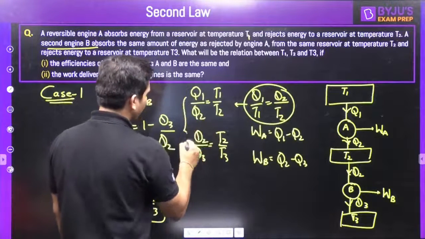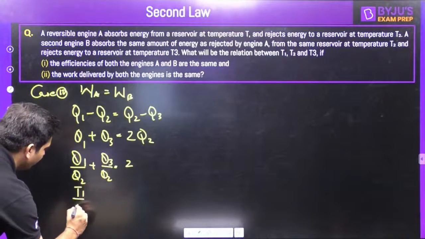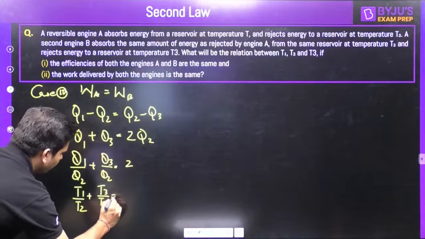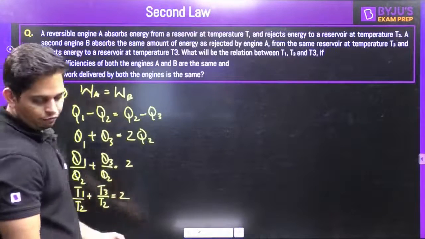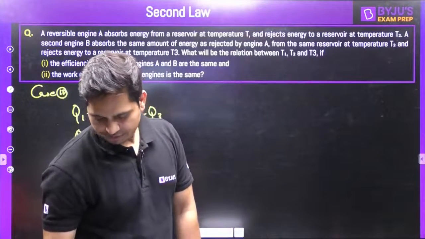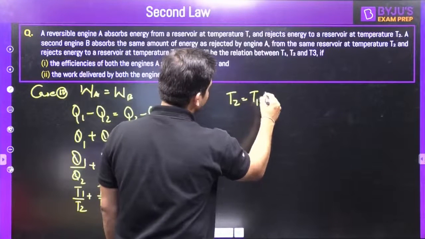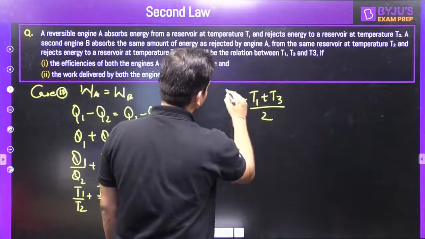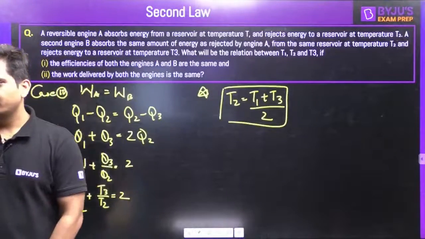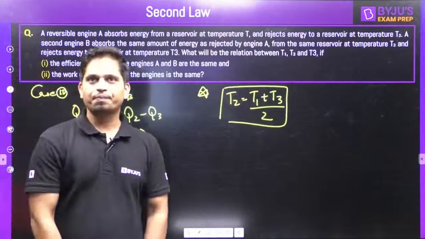So by using these equations, I can replace this with T1 by T2 plus T3 by T2 is equal to 2, and from here I can determine T2. T2 is equal to (T1 plus T3) by 2. So these are conclusions that you can use. Yeah, Bhavya, that is correct. These are conclusions that you can use in your GATE exam directly.